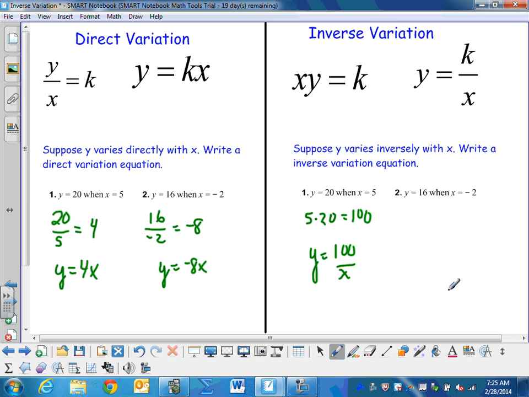Number 2, y equals 16 when x equals negative 2. So negative 2 times 16 equals negative 32. So y equals negative 32 divided by x. And that would be our inverse variation equation.